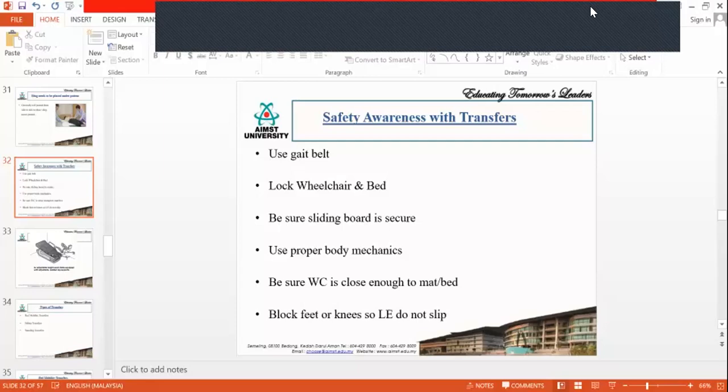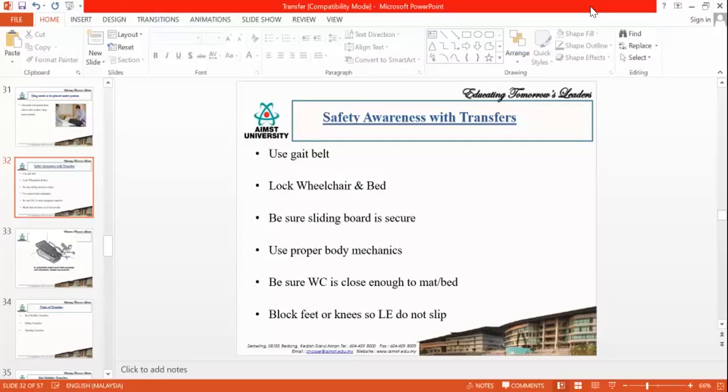Then you have to make sure that you're locking the wheelchair and the bed. When you are shifting from one place to another, you have to make sure that the bed and the wheelchair are locked, because otherwise when you shift and bring the patient nearby, the bed may move behind and the patient may fall down. So to avoid that, make sure the bed, wheelchair, or if you are raising a chair, everything is locked properly and it won't move behind. Okay, so that is very, very important.